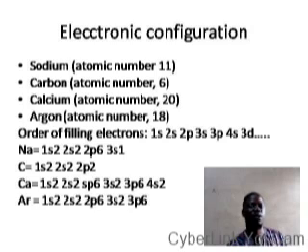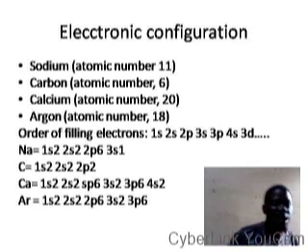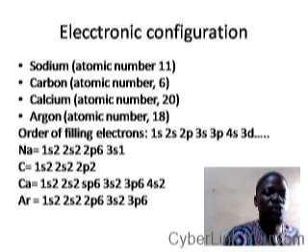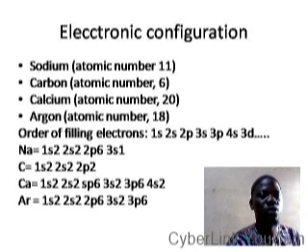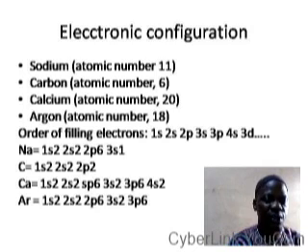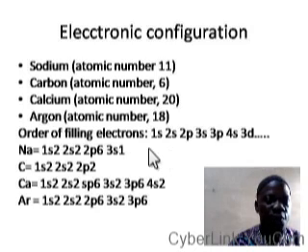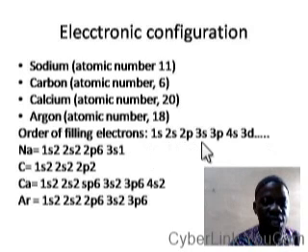So for an atom like sodium that has 11 electrons, the electronic configuration will be 1s2, 2s2, 2p6 and 3s1, following the order of filling electrons into the orbitals, starting from 1s, 2s, 2p, 3s, 3p, 4s, 3d.